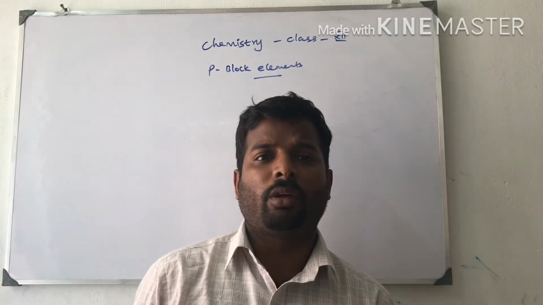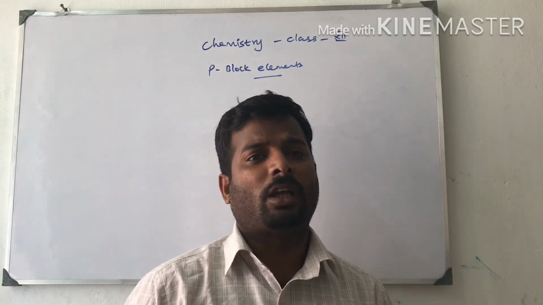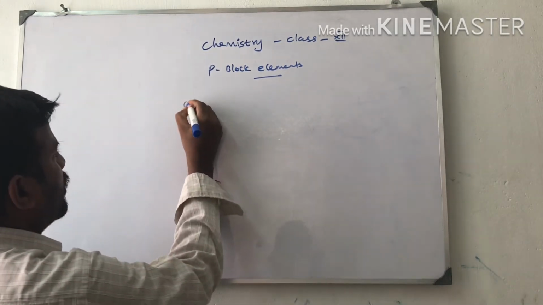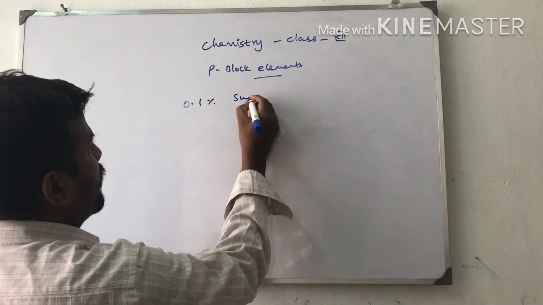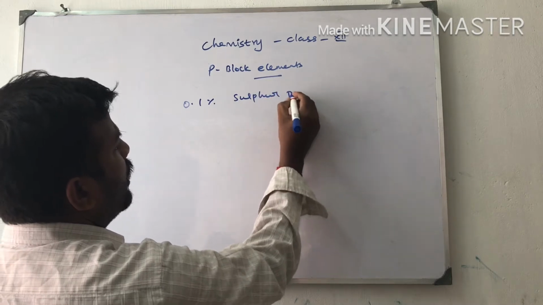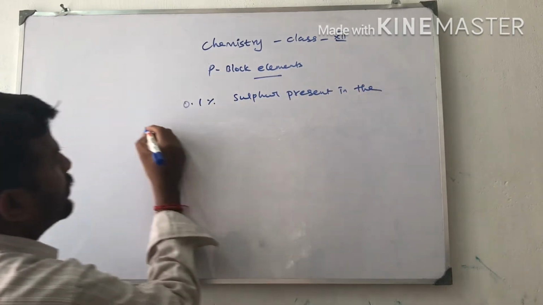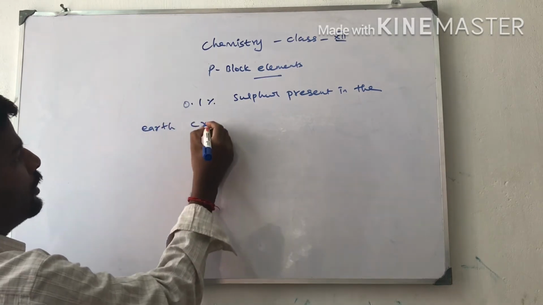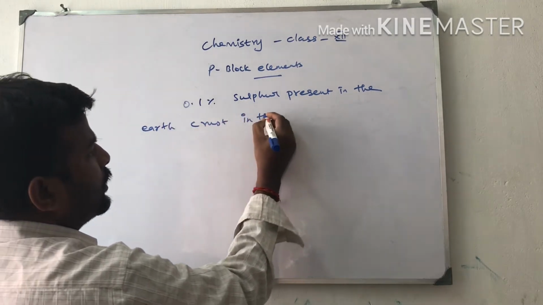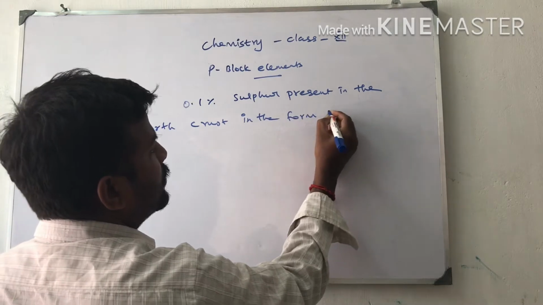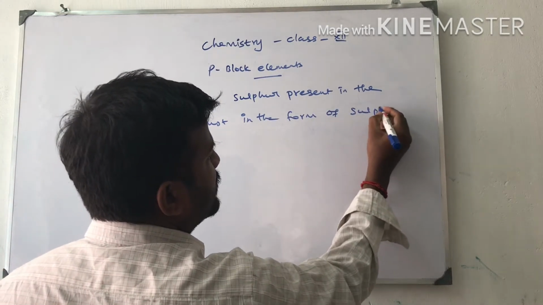Good morning, children. Today we are going to start with the sulfur extraction. 0.1% of sulfur is present in the earth crust, in the form of sulfides and sulfates.